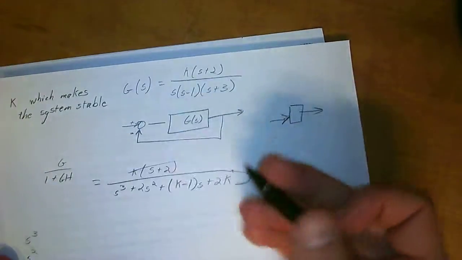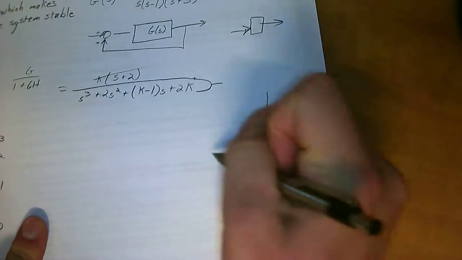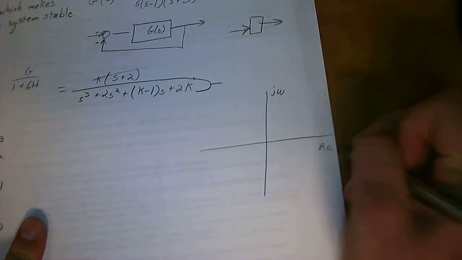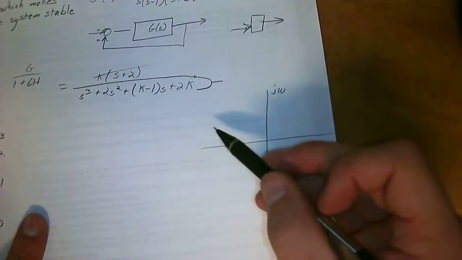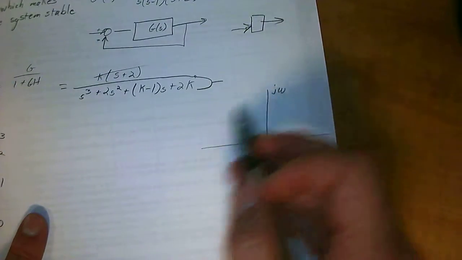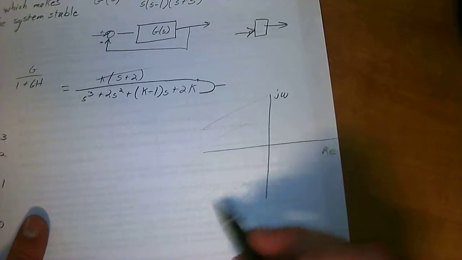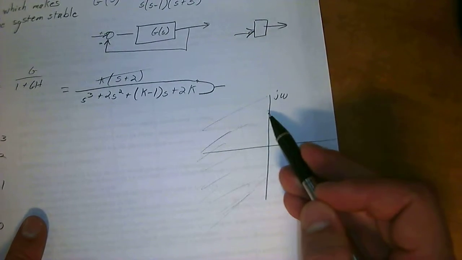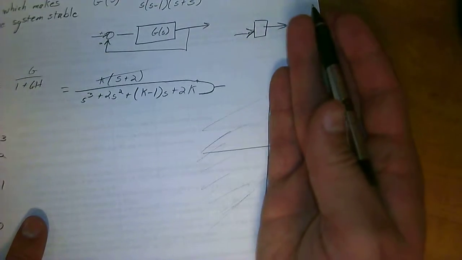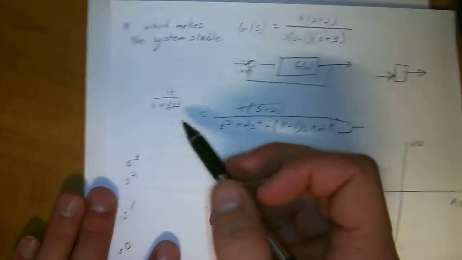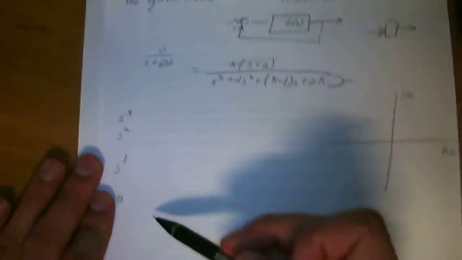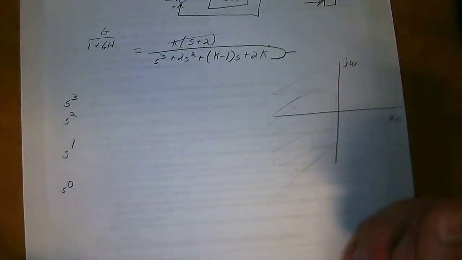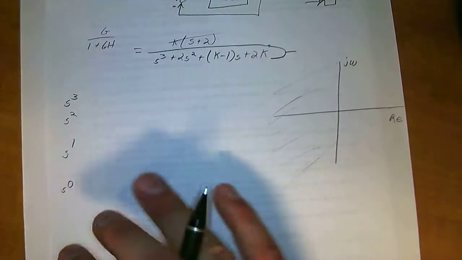If you want to think of this in another way, if you're looking at the complex plane with j omega and real axes, you're looking for the range of K that keeps all poles on the left half of the plane, or on the j omega axis, depending on which criteria you use. But if there's any pole on the right half of the plane, or any sign change in the first column of the Routh table, then you have an unstable system. And you have to find which K's keep that from happening.